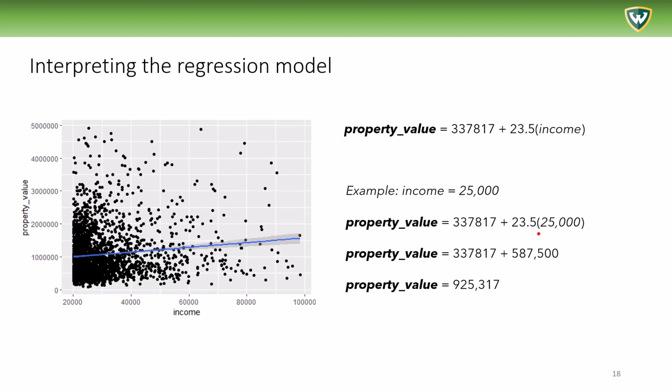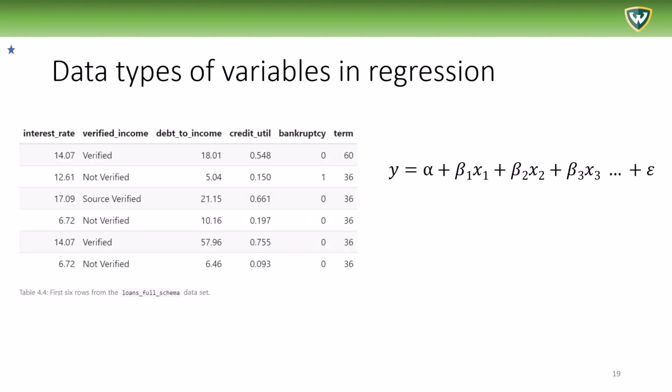So it's very simple. You just put the 25,000 here in the income area. You multiply it by 23,000, and then you add the intercept, and then you get 925,000. And actually, it's right somewhere here. So there's 25,000 somewhere over here, which looks close to 1 million. So it's at that area, it seems reasonable here. So that's it for interpreting the regression model, and we'll continue next time with data types of variables in regression.